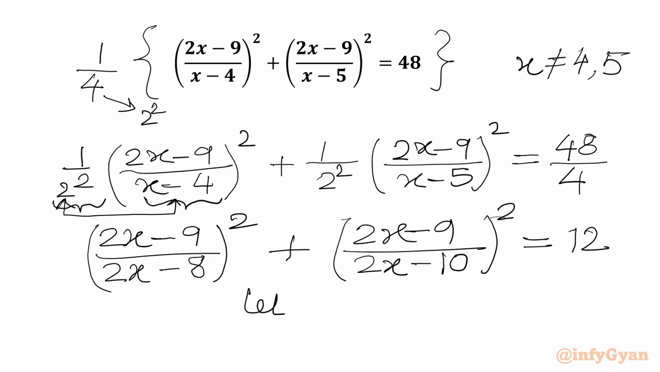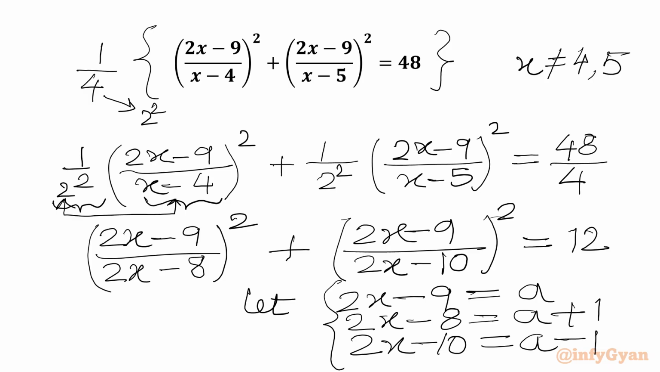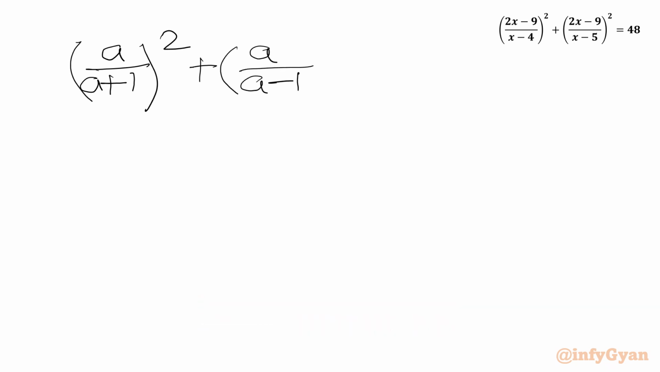Now we can assume 2x − 9 equal to a. So we can write 2x − 8 will be a + 1 and 2x − 10 will be a − 1. Let's apply these values to our equation. We will get (a/(a + 1)) whole squared plus (a/(a − 1)) whole squared equal to 12.